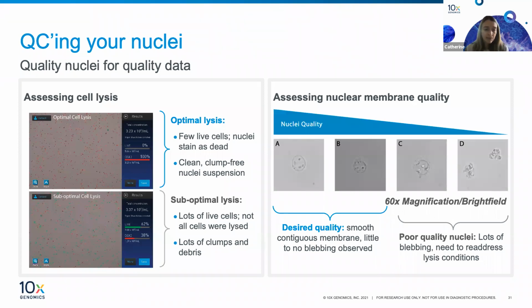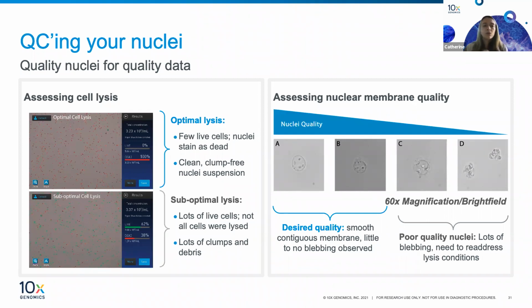We know we have suboptimal lysis conditions if we have greater than 5% live cells still remaining, meaning we haven't lysed them, or conversely, if we've overlysed and have lots of clumps and debris. This gives us a yes or no answer: have we lysed enough or not? But it doesn't really tell you the quality of your nuclei.